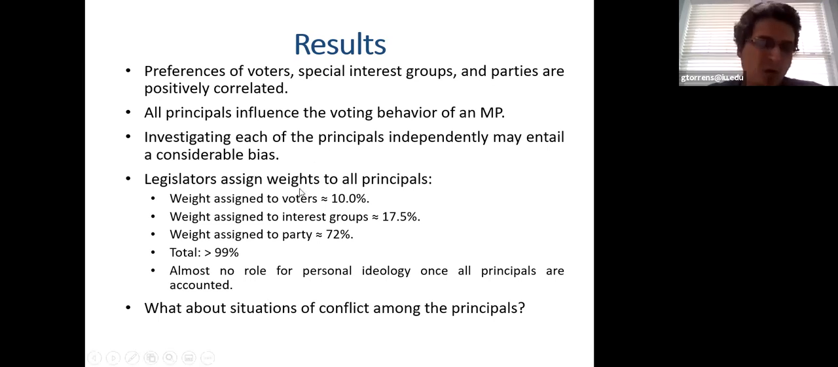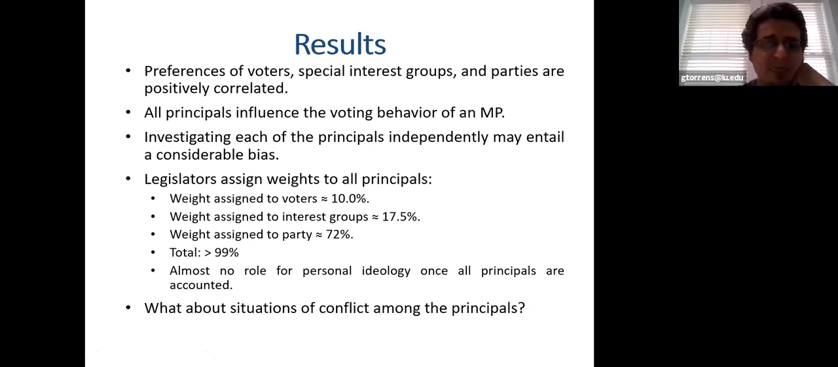Since we have the preferences of all the principals, we run our regressions with all of them, and with that we are able to compute the weight that on average a legislator assigns to each principal. This is the main result that we get: around 10% for voters, around 17% for interest groups, and around 72% for the party. If you add up all those weights, they almost add up to 100%. So there's little room for the personal ideology of the legislator or any other characteristic of the legislator once you account for the three main principals.